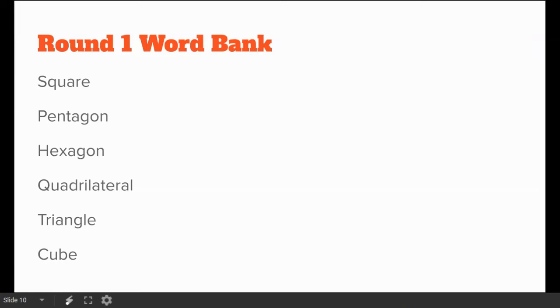Hi friends, today in math we're going to be talking about shape riddles. So for our first set of shape riddles, I am going to read some shape riddles to you, and then you're going to try to use this word bank here to help you find the answer to your riddle. So we have 6 different words in our word bank: square, pentagon, hexagon, quadrilateral, triangle, and cube. Out of those, 1 is a 3D shape, and 5 of them are 2D shapes.